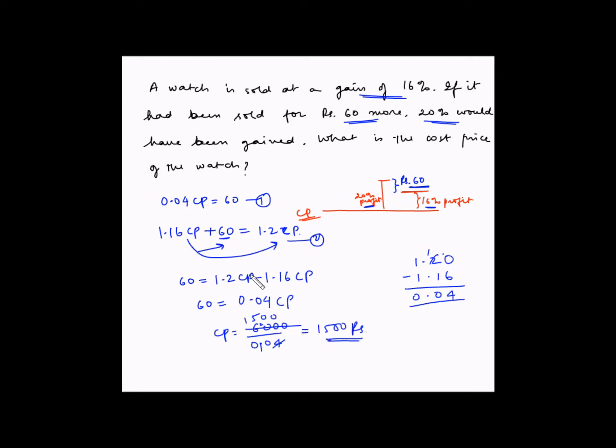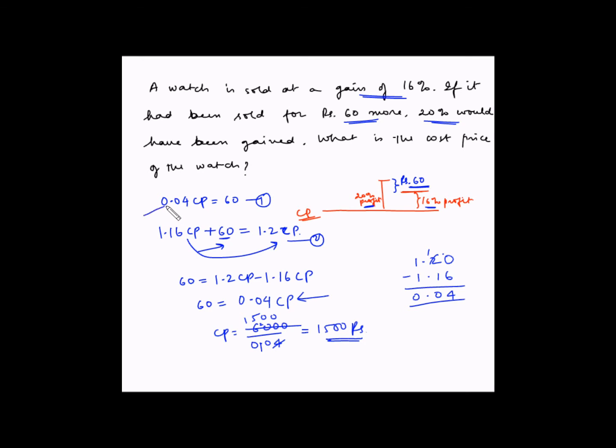So if you note, while we were solving this equation, we expressed this equation in this form, and this is nothing but what we found out earlier on. So 0.04 CP is equal to 60. So there are ways by which, if you express the problem in the form of an equation, you'll be able to calculate it much faster.